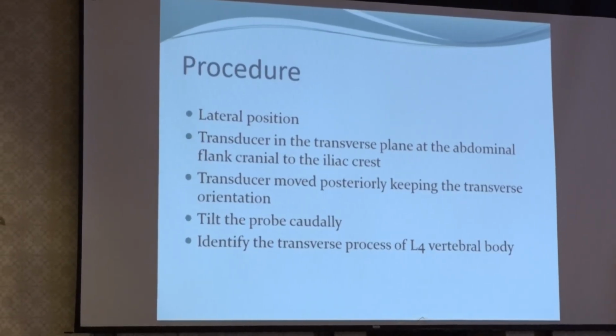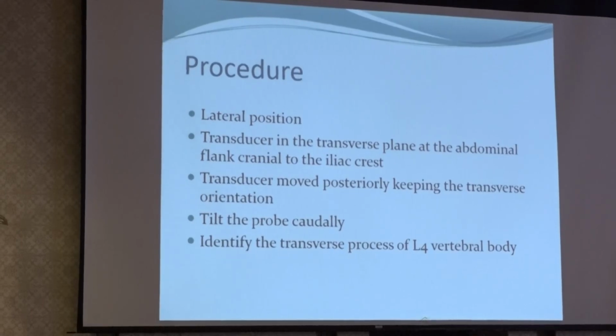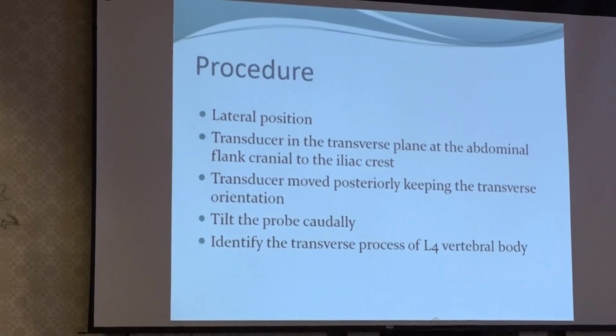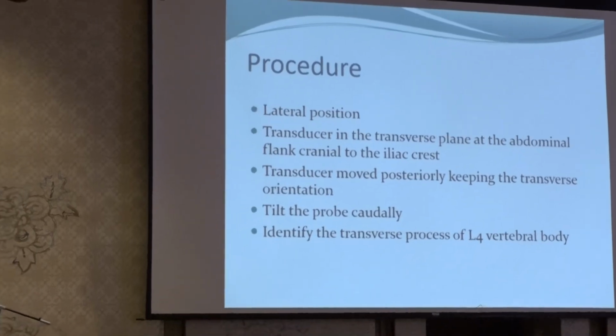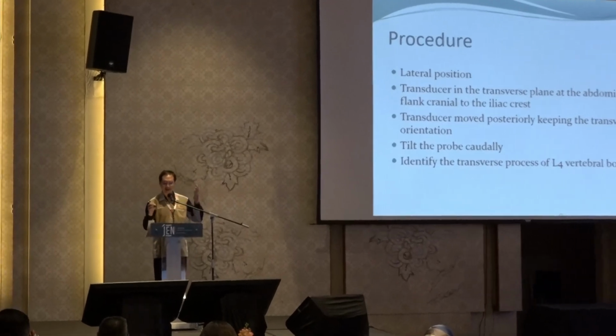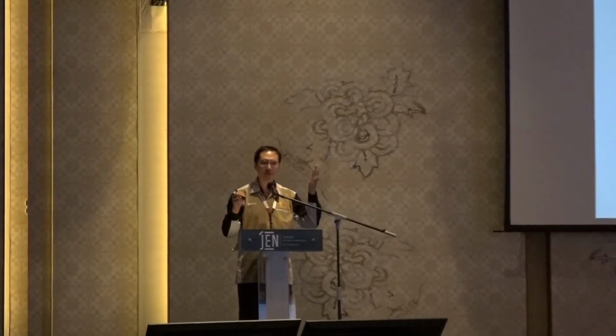The patient will be in the lateral position. In order to scan the quadratus lumborum muscle, you place the transducer in the transverse plane at the abdominal flank, cranial, slightly above the iliac crest. Then you slide the transducer posteriorly, keeping the transverse orientation, and tilt caudally so that the beam shines on the L4 vertebral body, all right?